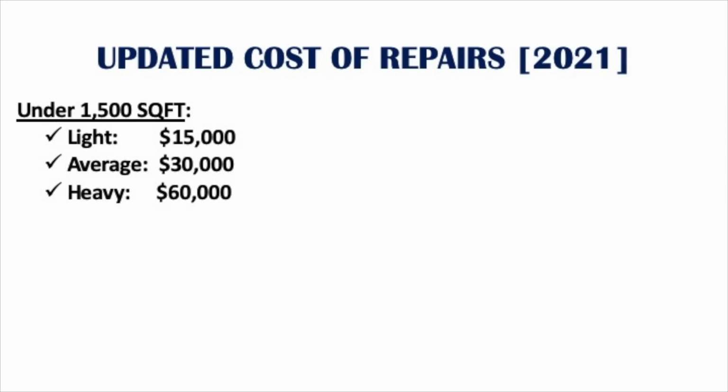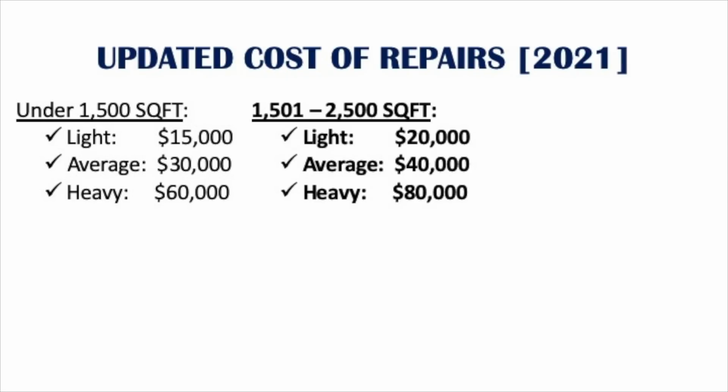So here they are. For homes under 1,500 square feet, a light carpet and paint rehab costs about $15,000. An average, which is carpet, paint, kitchen, bath rehab, costs $30,000, and a heavy complete gut rehab costs $60,000. For homes 1,500 to 2,500 square feet, a light carpet paint rehab costs $20,000. An average, which is carpet paint, kitchen, bath rehab, costs $40,000, and a heavy complete gut rehab costs $80,000.